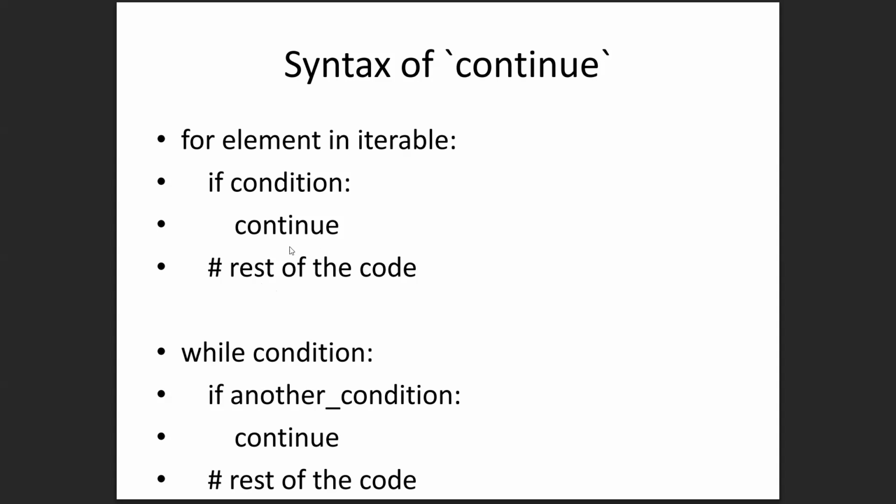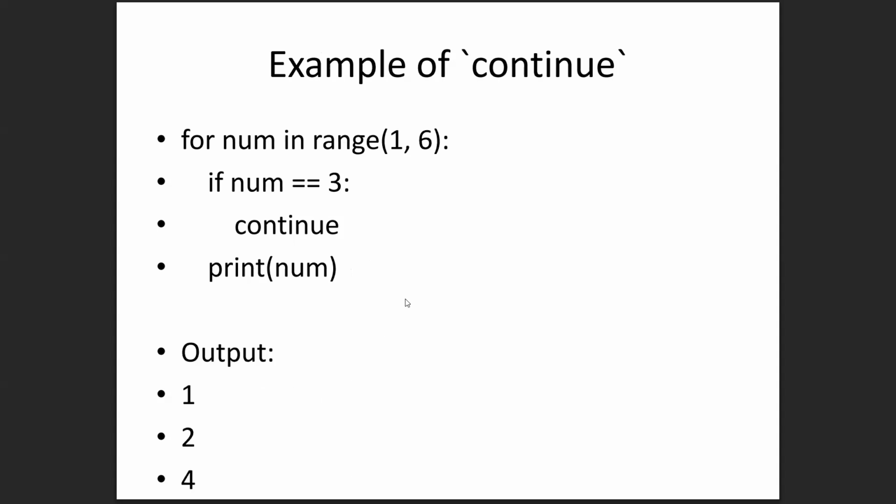And after the continue statement, we will go to the rest of the code and print the rest of the code. But in the break statement, we will not print the rest of the code. We will print up to the value of the condition only. But here, except the condition, you are printing all the values. That's the difference between continue and break. While loop is also the same as a for loop. So now let us see an example.